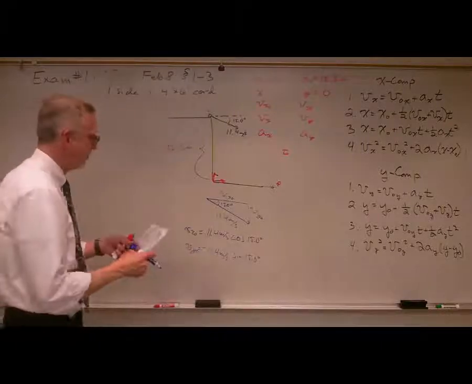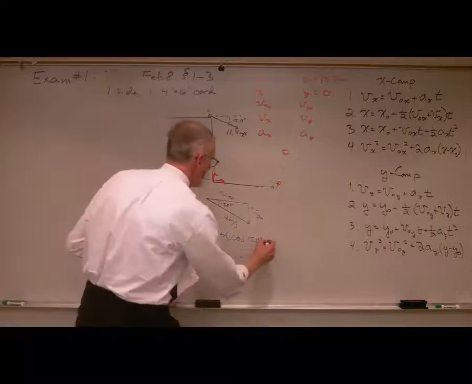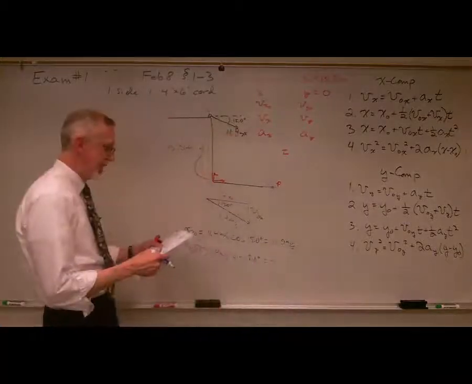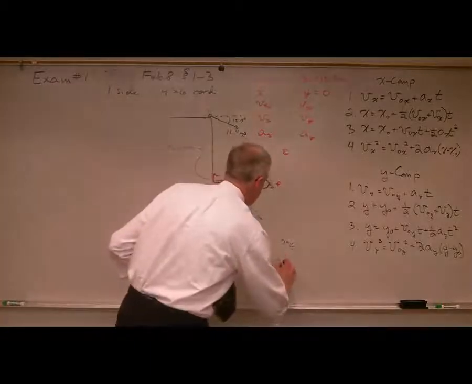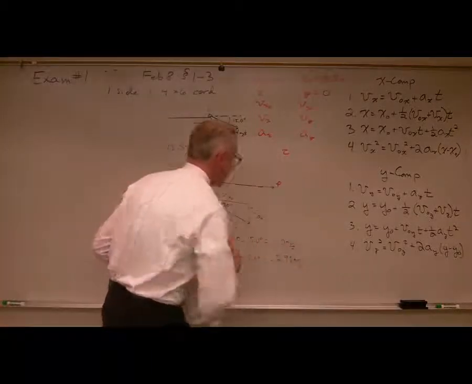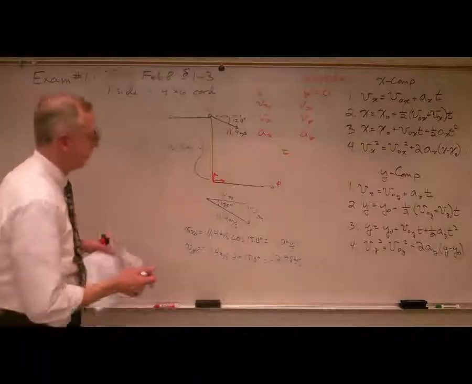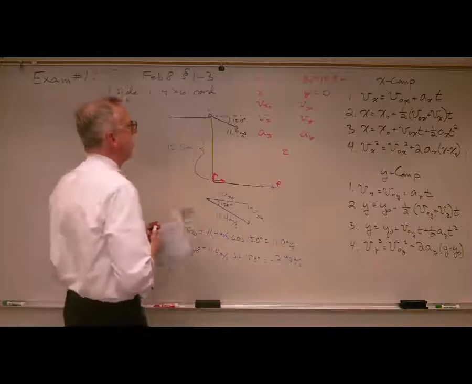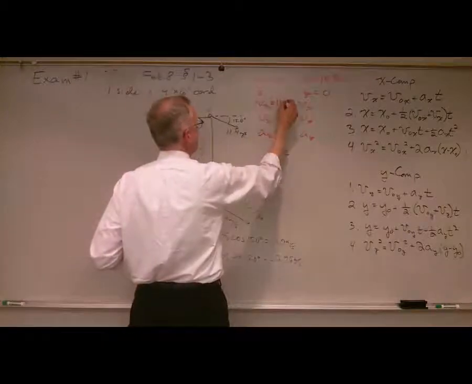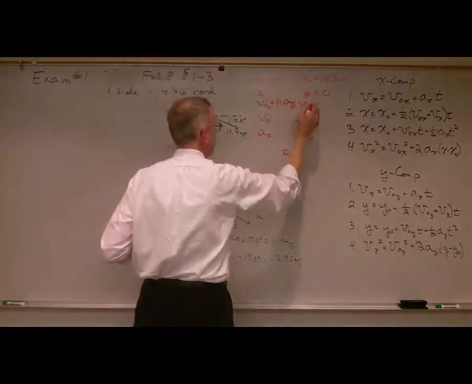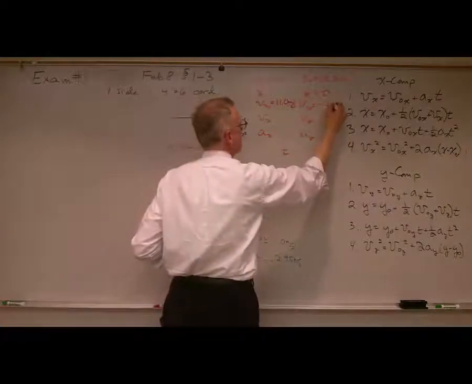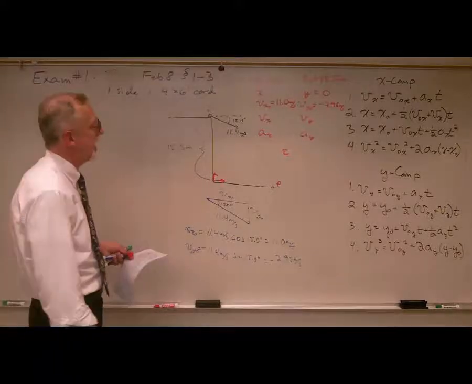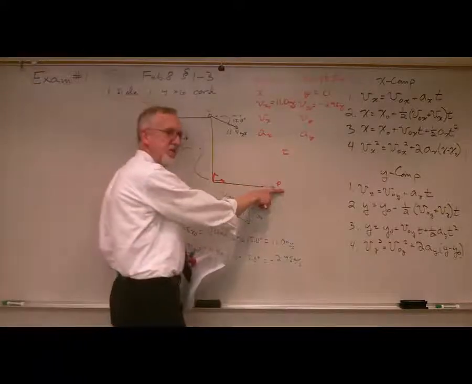We multiply that out, and we get Vx naught is going to be 11.0 meters per second. Vy naught will be negative 2.95 meters per second. So we can add that in for our variables. We've got Vx naught is 11.0 meters per second. Vy naught negative 2.95 meters per second.